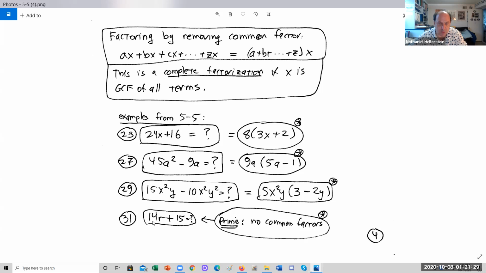Here's a bit of a trick question. 14r plus 15, what common factor? Well, the best you can do is 1. 14 and 15 are what are called relatively prime. There's no common factor. So this term as a whole can't be reduced, and it's what's called a prime. It's a prime expression.